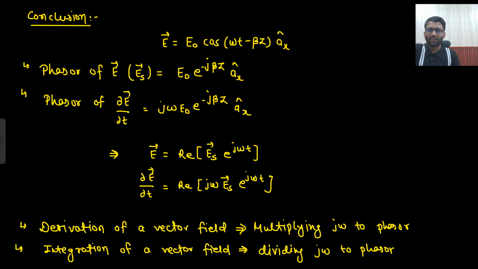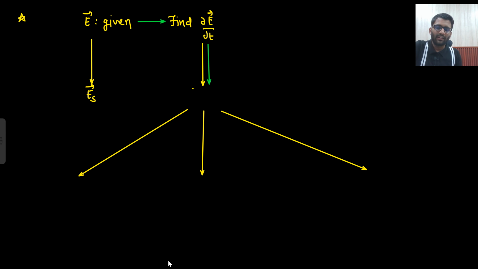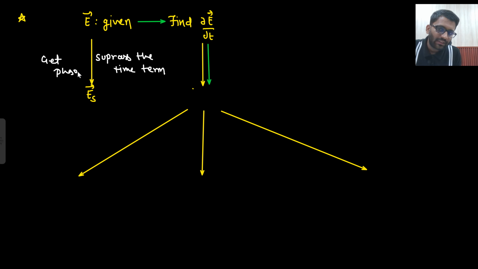So let's write it down on this page. If E is given, we will come back to those previous pages as well. But why did we do all these things? The EM wave expression can be complex. In the next lecture, we are going to study the EM wave expression, and if we do the calculation on those, it will be very difficult for us. So what are we going to do? First, we will suppress the time term, or what I can say, get the phasor. Both are the same thing. Suppressing the time term or getting the phasor, both are the same thing.